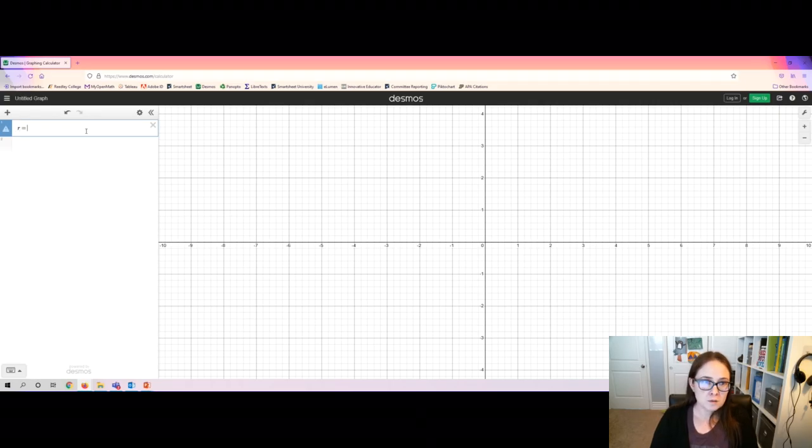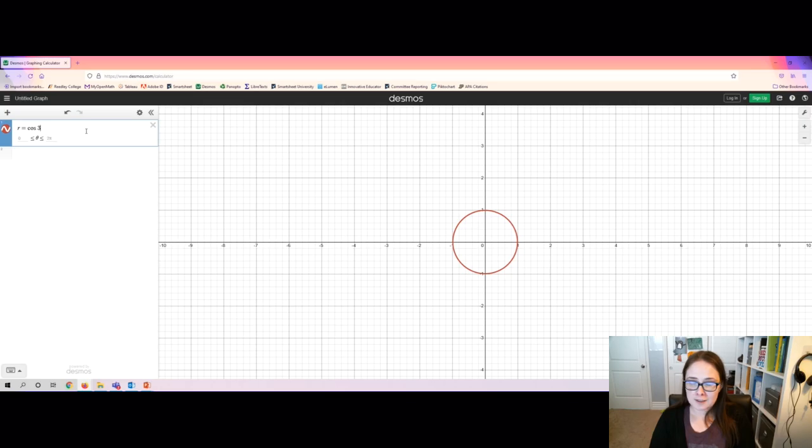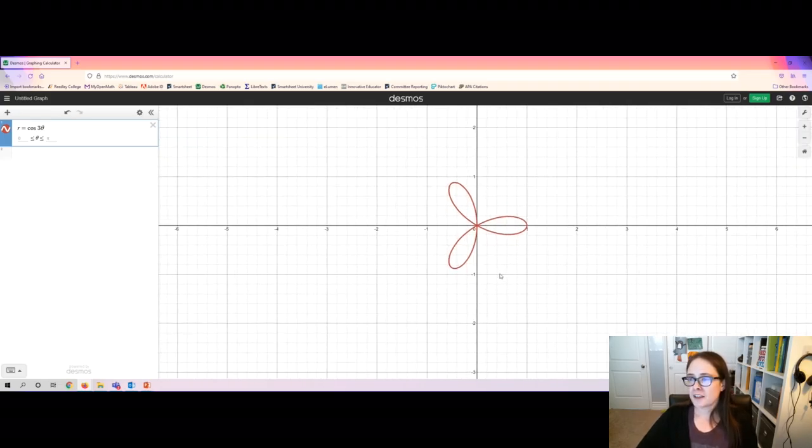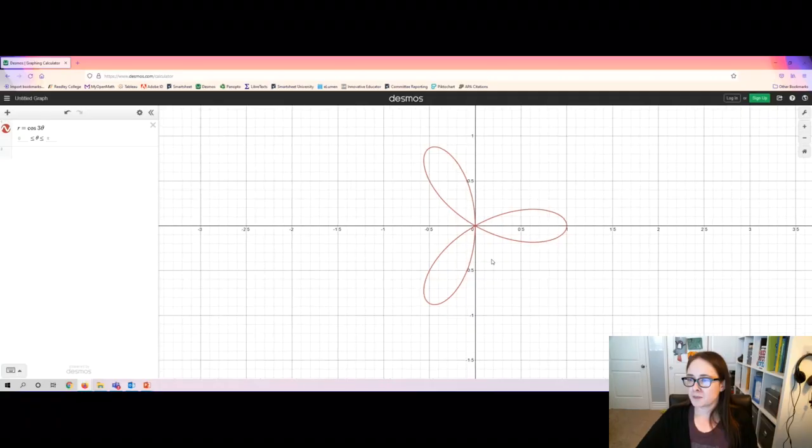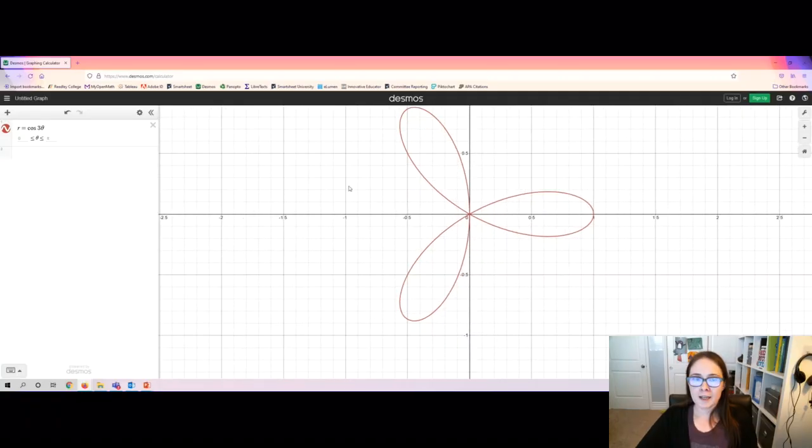So r equals cosine of 3 theta. And to get that theta, I literally just type out the word theta, and it will switch it to the symbol for me. So I get this nice little rose curve with 3 leaves on it, or petals. I can zoom in a little bit if I want to get a closer look at it. And the problem did ask me for just 1 leaf. So I'm going to pick this one right here on the right side.